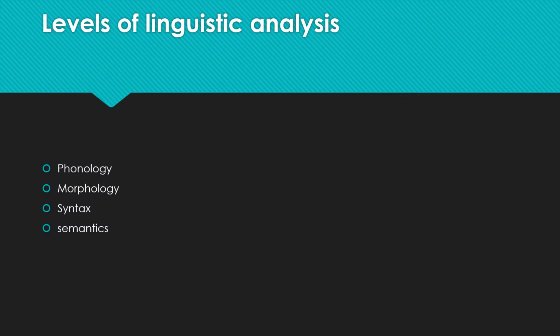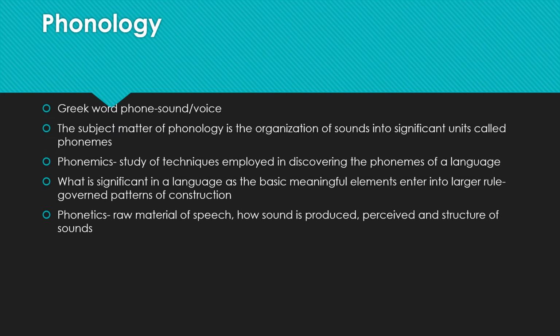Now coming to levels of linguistic analysis. We can analyze a language as morphology, phonology, syntax and semantics. Coming to the first one, phonology. Phonology comes from the Greek word phone, which means sound or voice. The subject matter of phonology is the organization of sounds into significant units called phonemes. Phonemics is the study of techniques employed in discovering phonemes of a language.